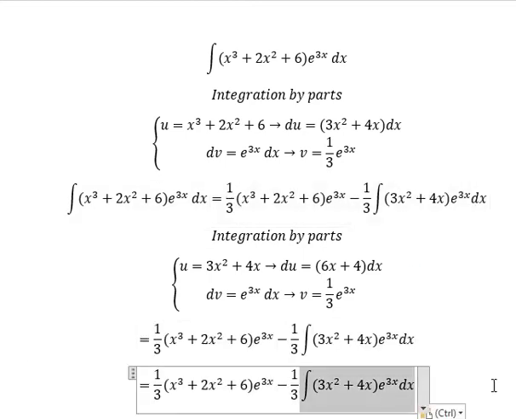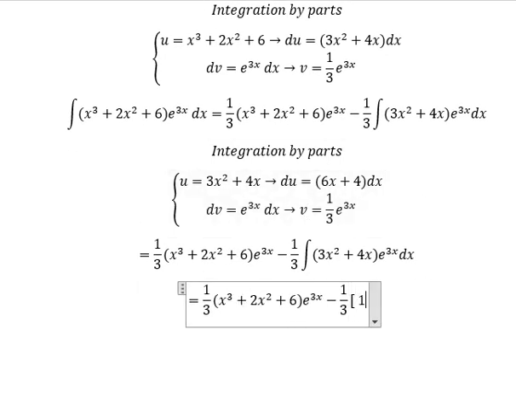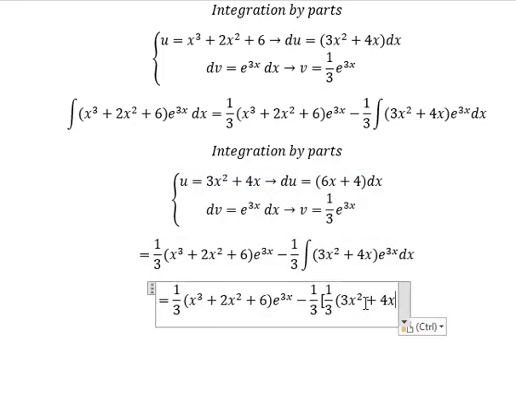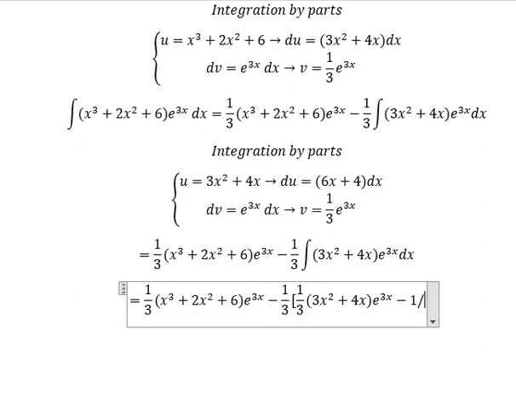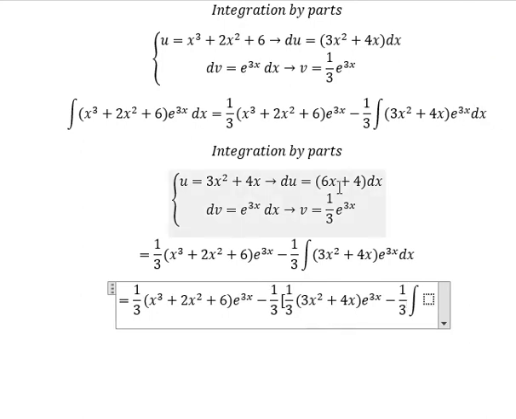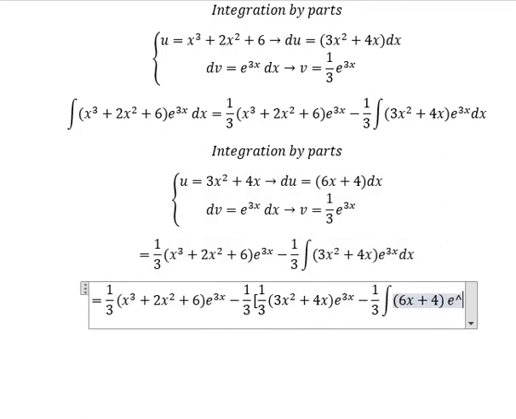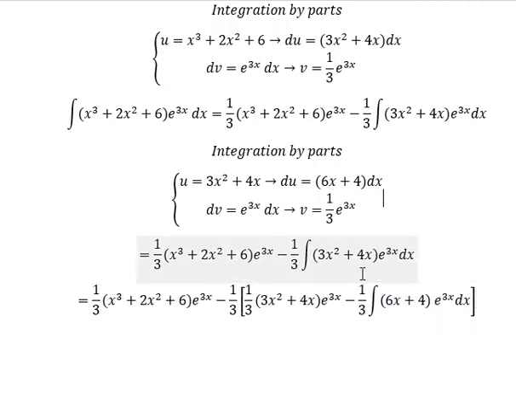the integration of this one, we will have u multiplied by v, minus the integration of u multiplied by v, so I will put 1 over 3 in here, and then we have the integration of 6s plus 4 and e to the power of 3s ds. Now we need to find the integration of this one in here.